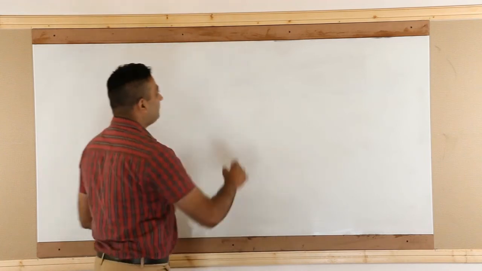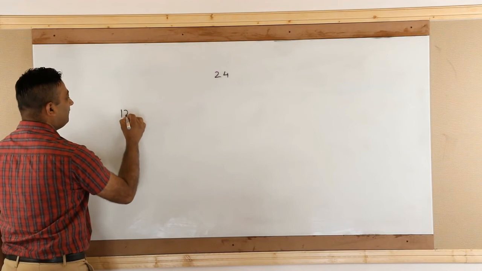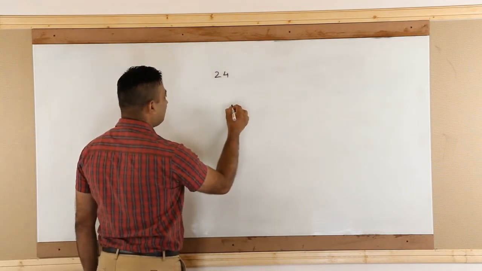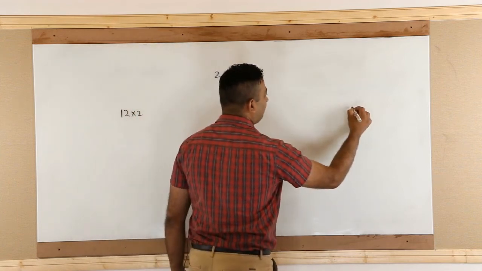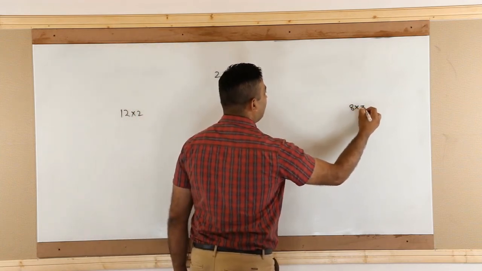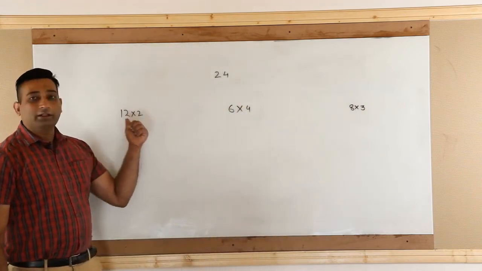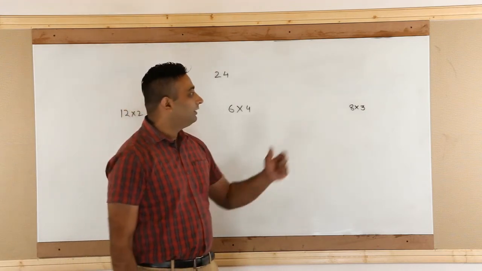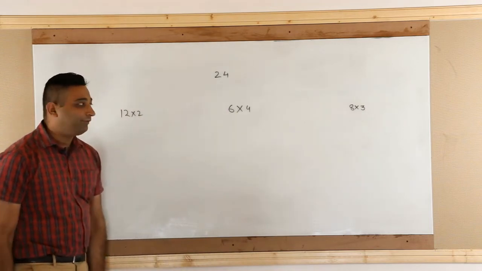The number is 24. We can express 24 as 12 multiplied by 2. We can also express it as 6 multiplied by 4. We can also multiply 8 and 3 to get 24. That means 12 and 2 are the factors of 24. Similarly, 6 and 4 are the factors of 24, and 8 and 3 are also the factors of 24.